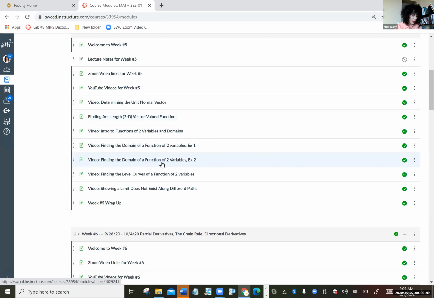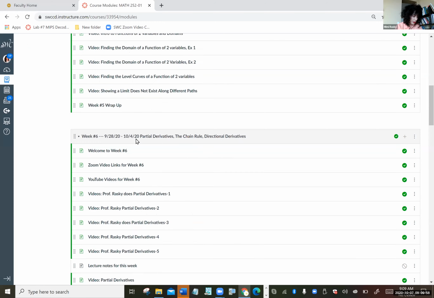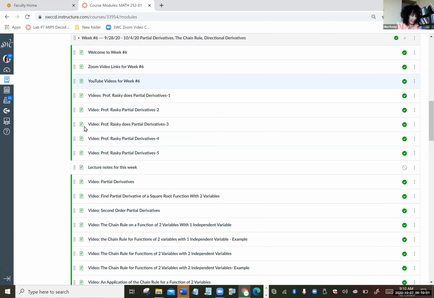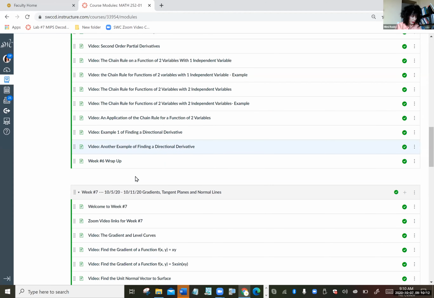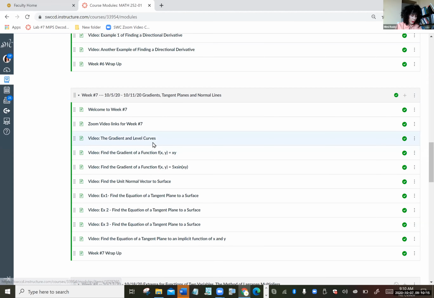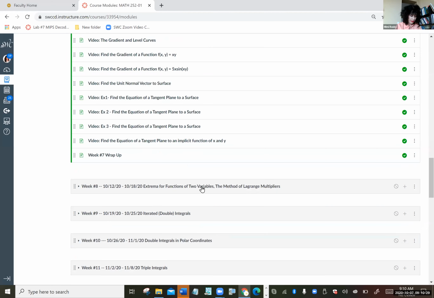Some of you still don't get level curves. Here's level curves. Here's limits. Here's finding domains. Here's arc length. Here's something on the unit normal vector. Most of you seem to get partial derivatives okay, but maybe you're still not clear about the chain rule. Here are some videos on the chain rule, and directional derivatives. Go watch those. Then here's some stuff about the gradient and level curves, how to get a gradient, finding a unit normal vector to a surface. That's what we're doing this week. Equations of tangent planes to a surface, an equation of a tangent plane to an implicit function, all this stuff.